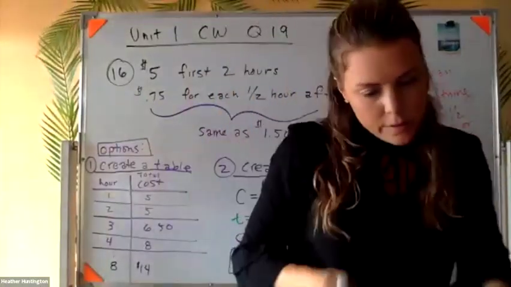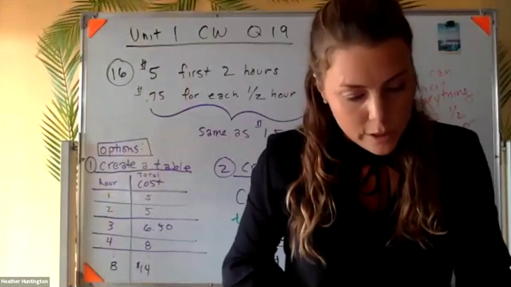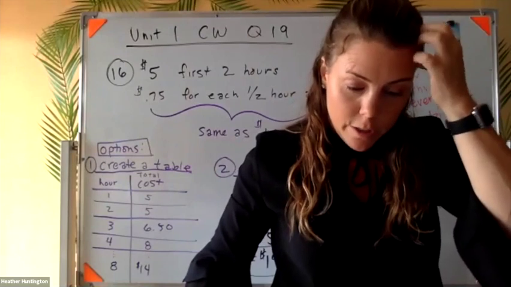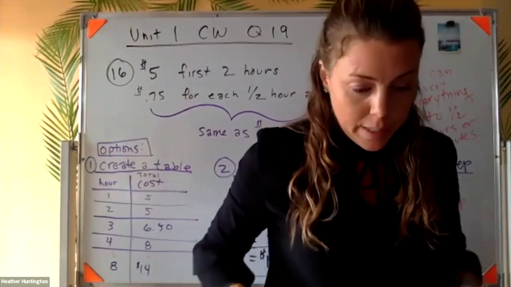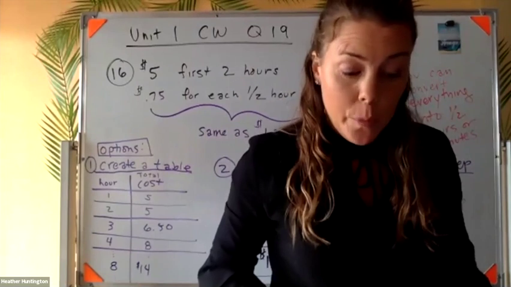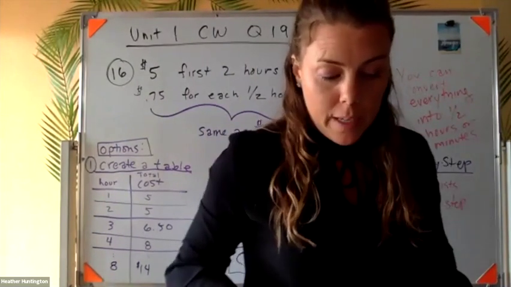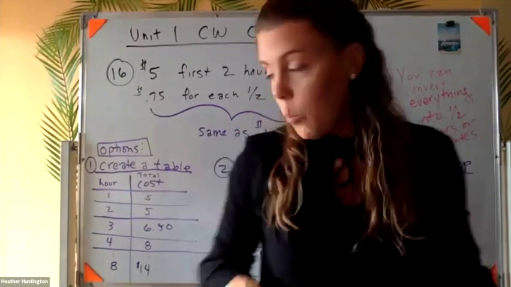Number 19 says, Missy and Carl work at different jobs. Missy earns $5 per hour and Carl earns $4 per hour. They each earn the same amount per week, but Carl works 2 more hours. How many hours a week does Carl work?